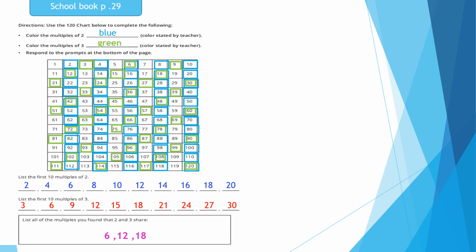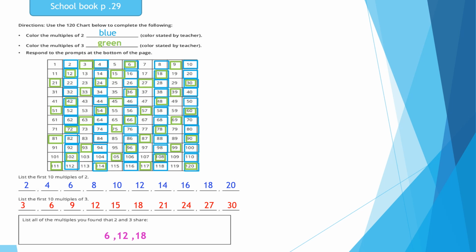124, it's a multiple of 2. Let's add its digits. 1 plus 2, 3. 3 plus 4, 7. Does 7 exist in products of table 3? No. So 124 is not a multiple of 3.